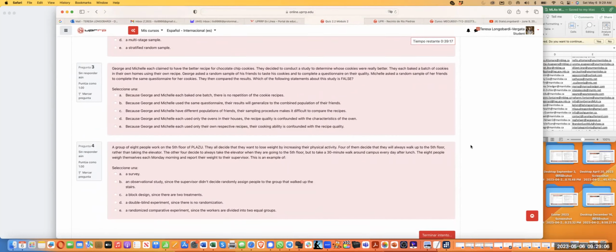So I was in between a block design or observation. I chose the wrong one. I chose randomized comparative because I thought... So the problem here is you don't have any control group, because these are people, number one. You have to have a control group to be a comparative experiment. And you don't have that. You got it? There's no control group.